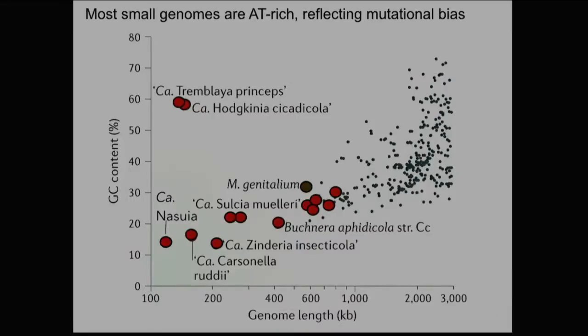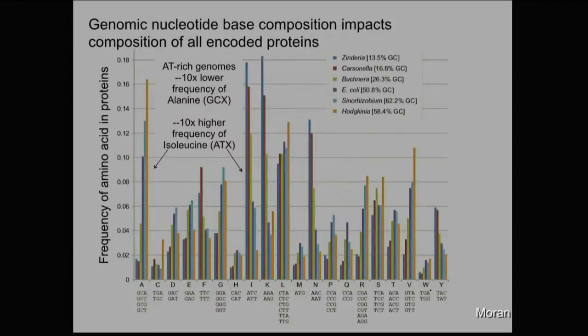So most of these small genomes are also very biased towards A and T, genome-wide. There's a couple of exceptions, but most of them are very AT biased. The most extreme are something like 13 or 14% GC, which is mostly protein coding genes. So just imagine what that does to the protein, and it has a massive effect on the amino acid composition of all the polypeptides encoded in the genome.